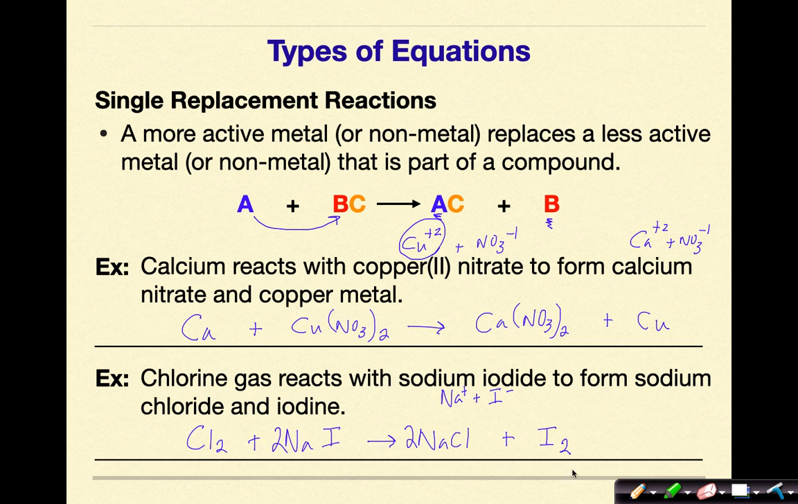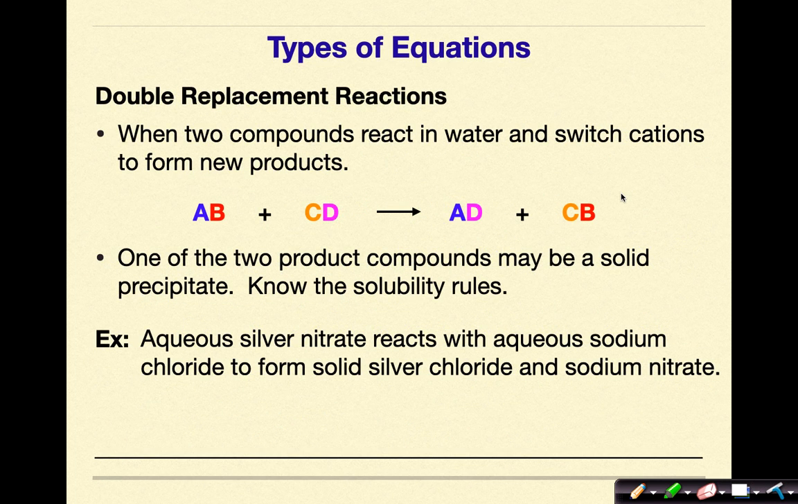And this does fit the general form of a single replacement reaction. Let's discuss double replacement reactions. This is when two compounds react in water and switch cations to form new products. Here's a general equation for double replacement reactions. We have two reactant compounds, namely AB and CD, to form two new product compounds, namely AD and CB.